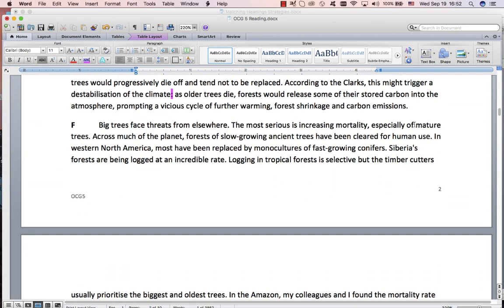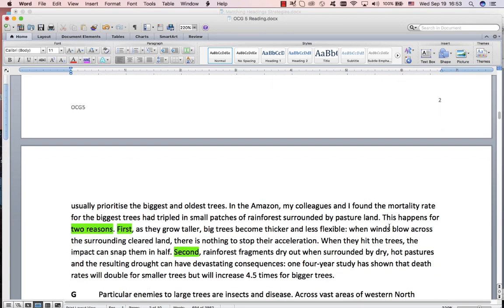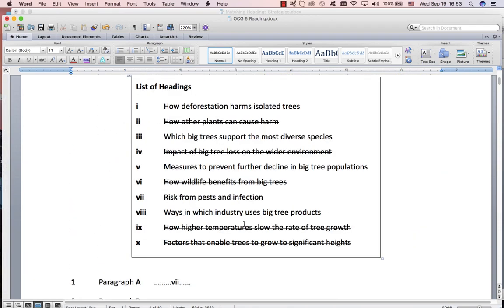deforestation. Do we see anything about deforestation? Trees have been cleared. There's deforestation. So they're giving examples of forests being logged. That's deforestation. Logging means cutting down trees. So this is all just examples of deforestation, and they give the reasons why the deforestation happened. They don't really say how. Measures to prevent, no, and ways industry, no.